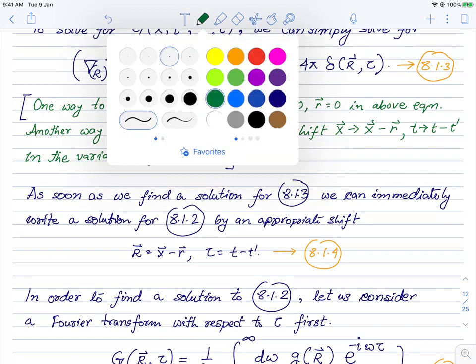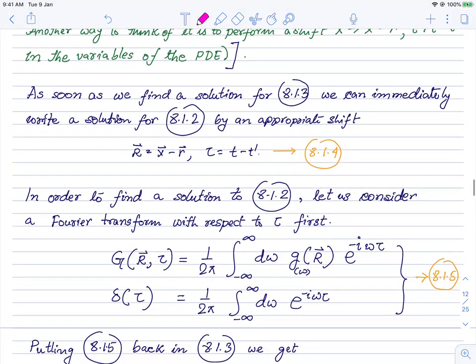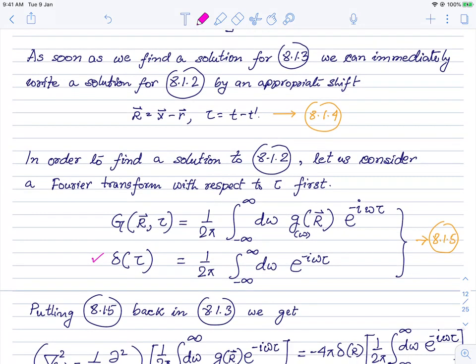So let me use some color. This is the 4-dimensional delta function, and we can write it as the 3-dimensional delta function on R, and a single-dimensional delta function on tau. So this delta function is basically a product of 4 delta functions. The delta of tau we can write as the integral of e to the power i omega tau. This just follows from the integral representation of the delta function. And for g of r and tau, we can just take the Fourier transform with respect to tau.